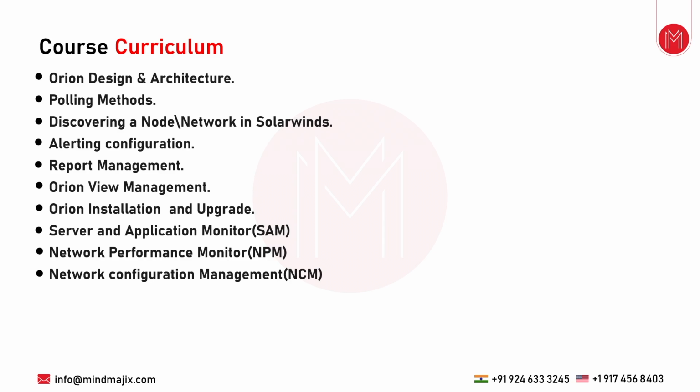SAM is used for server and application monitoring, NPM is used for network performance monitoring, and NCM is used for network configuration monitoring. And you will also learn how to manage the views of this SolarWinds tool, how to configure the alerting mechanism, and how to manage the reporting mechanism in this tool.